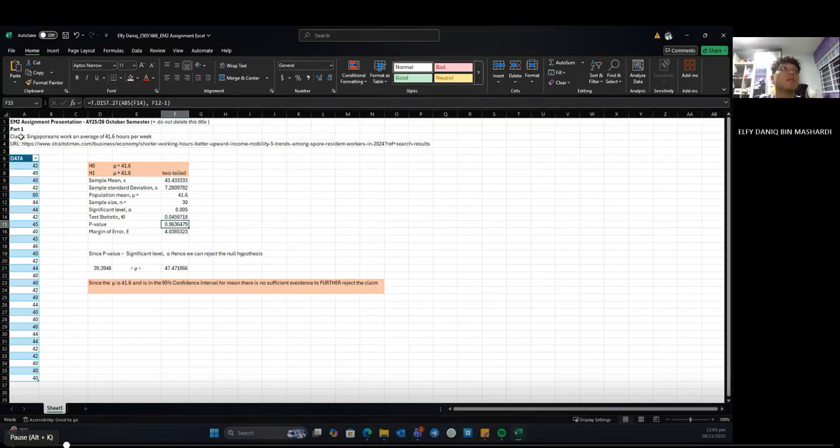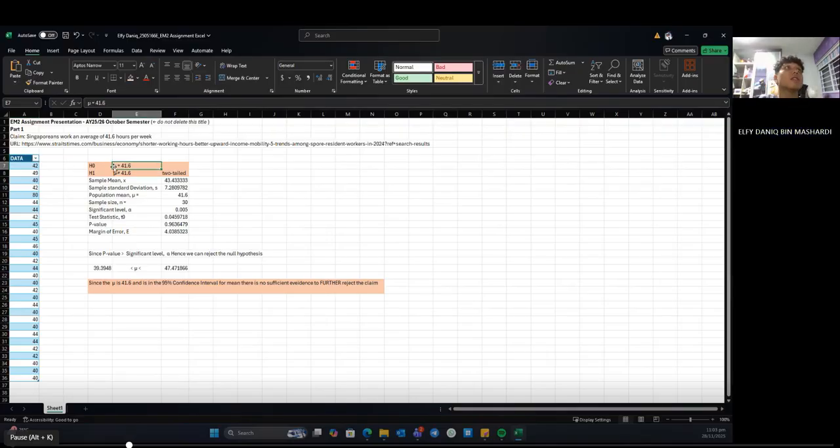So, for my part one, to get an article, the claim is about Singaporeans working an average of 41.6 hours per week. And this is the URL. So, this is the data I collected.